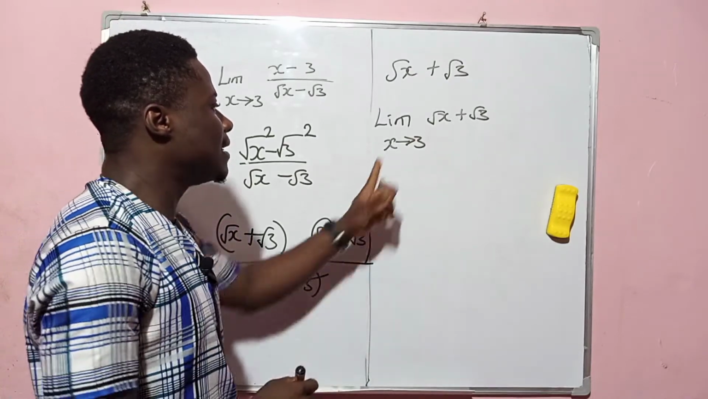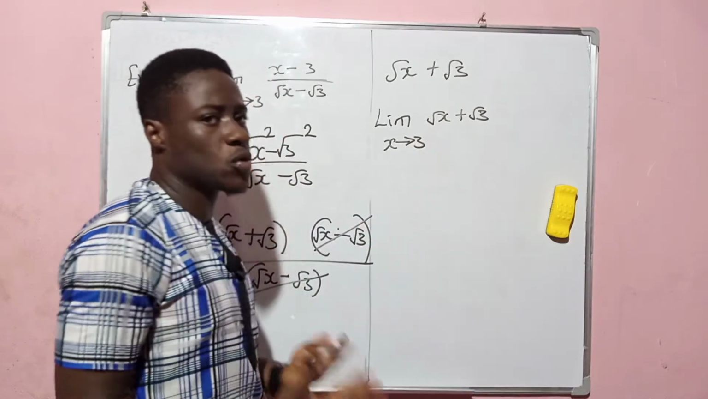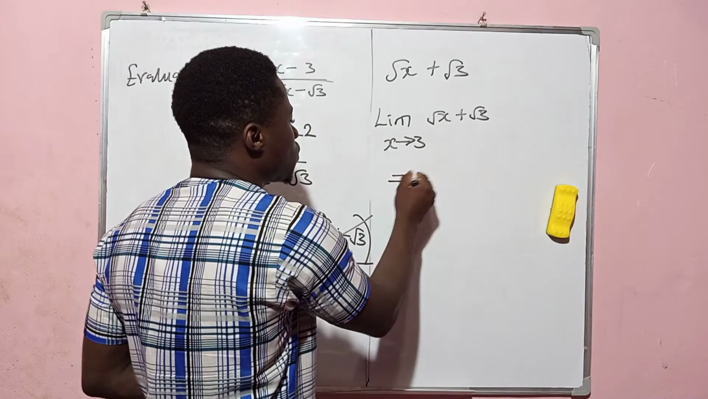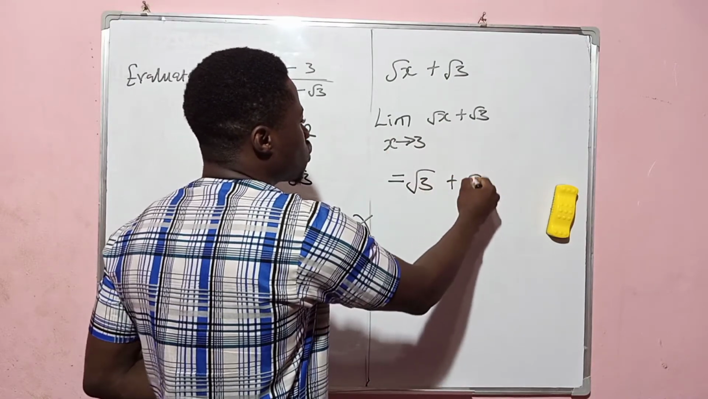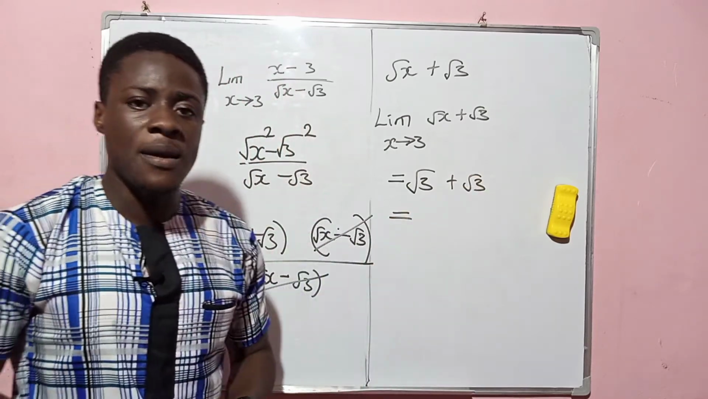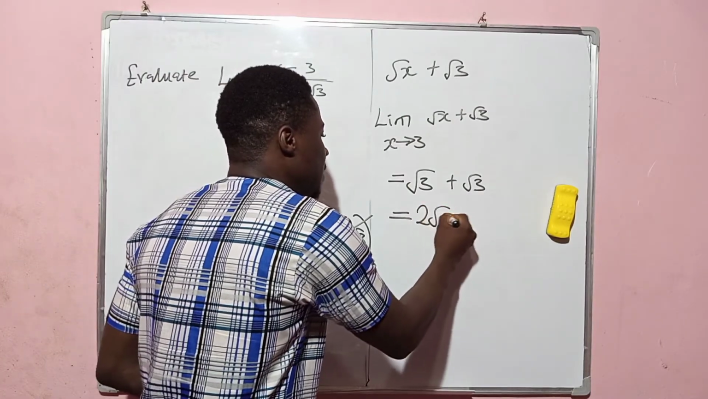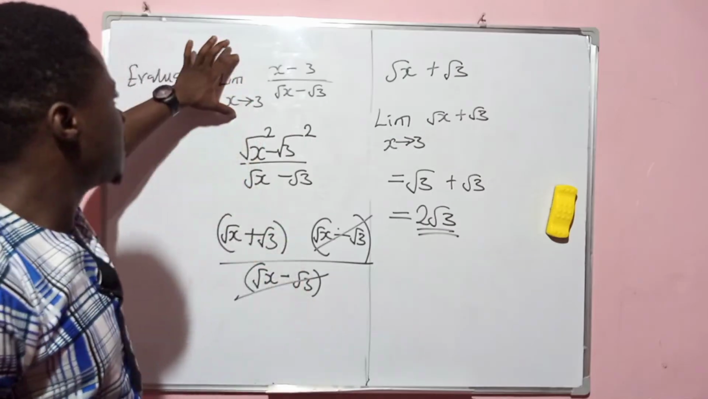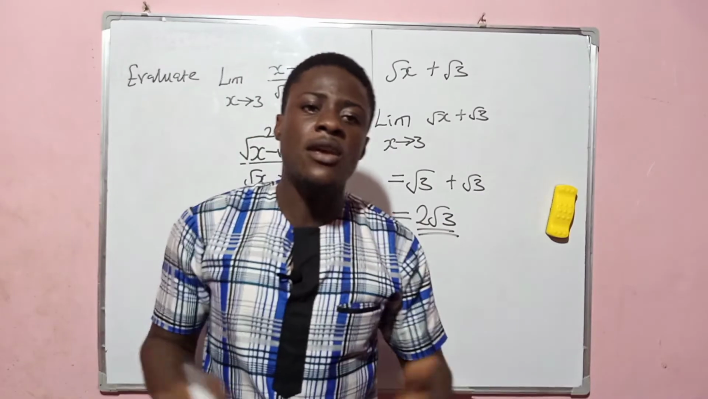Since x tends to 3, whichever place I have the value of x here, I will substitute it with 3. When I do that, I will have square root of 3 plus square root of 3, which will eventually give me 2 square root of 3, and this is my final result for the limit as x tends to 3.